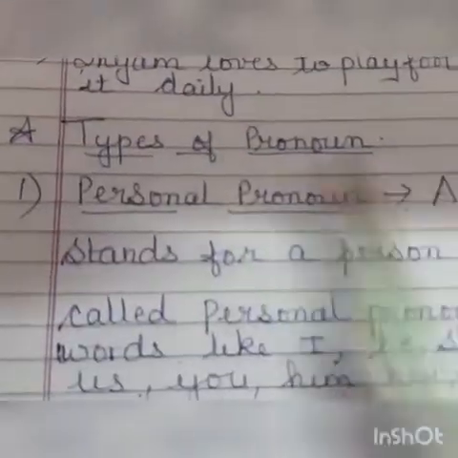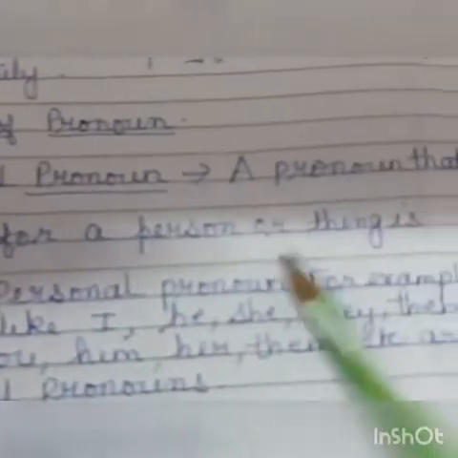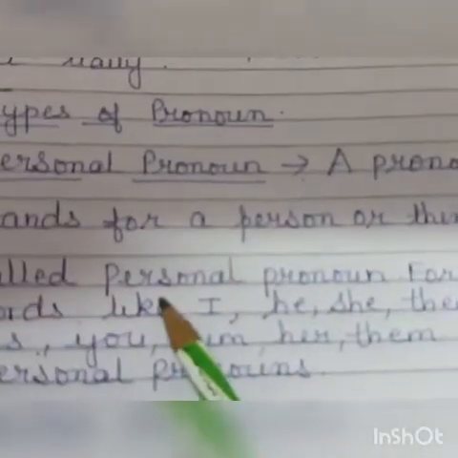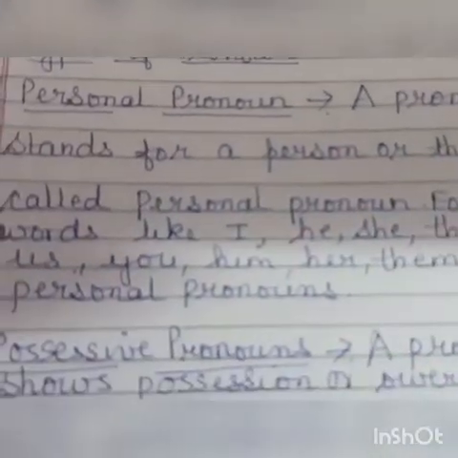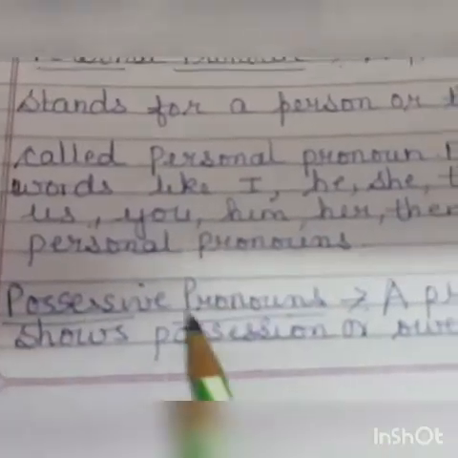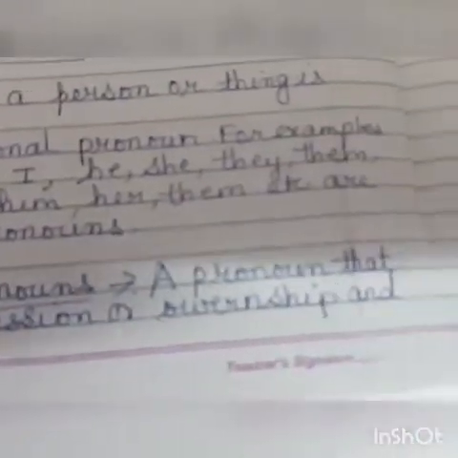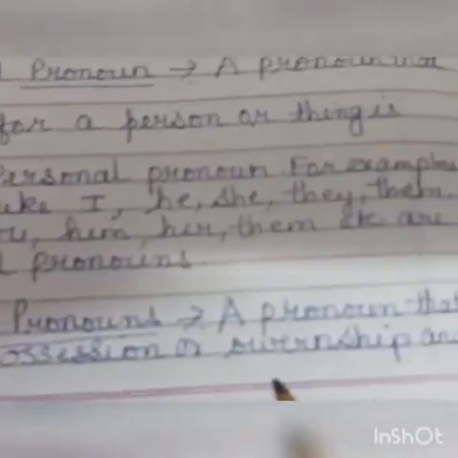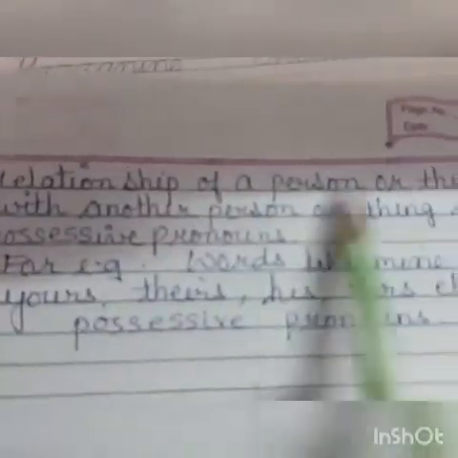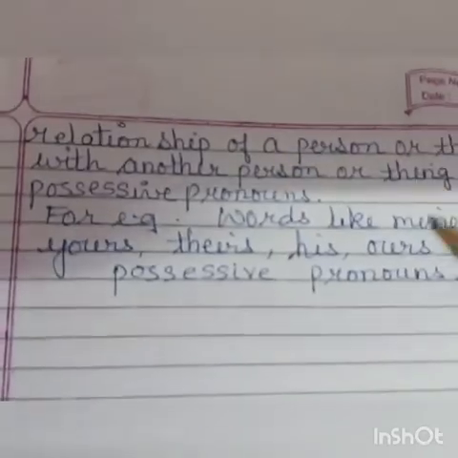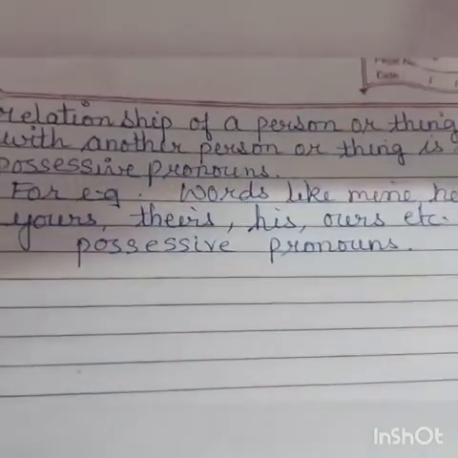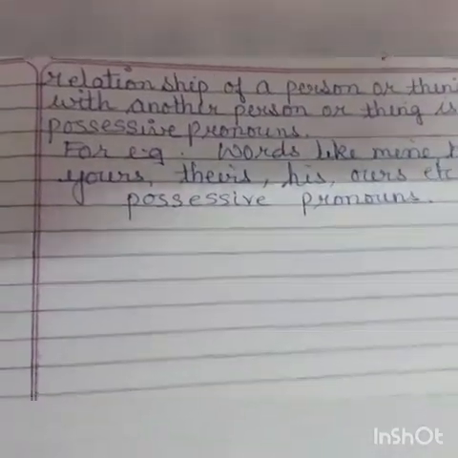Now types of pronouns. Your personal pronoun. A personal pronoun that stands for a person or a thing is called the personal pronoun. These words are given, which I've already told you in the textbook. The next is your possessive pronoun: a pronoun that shows a possession or ownership and a relation between a person or a thing with another person or a thing is called a possessive pronoun, and these are a few words of the personal pronoun. Now this you have to write in your notebook.